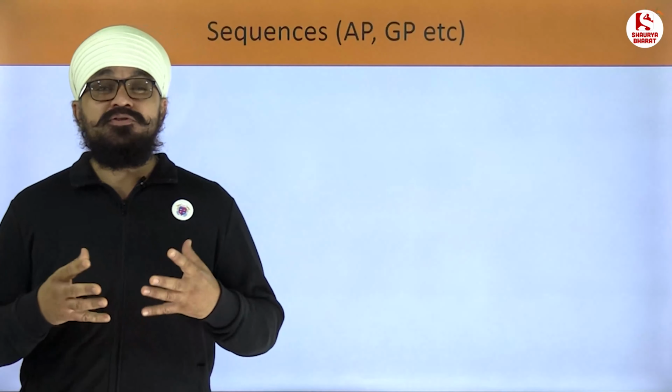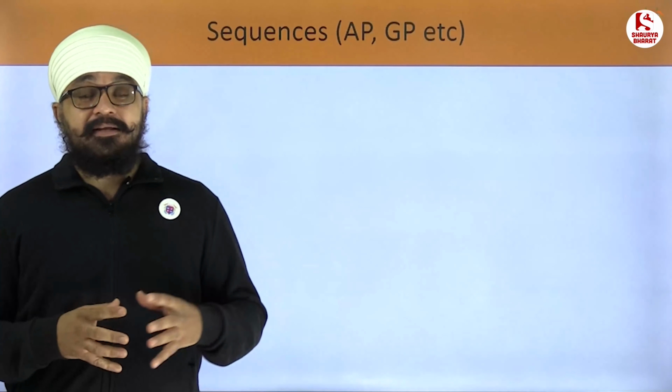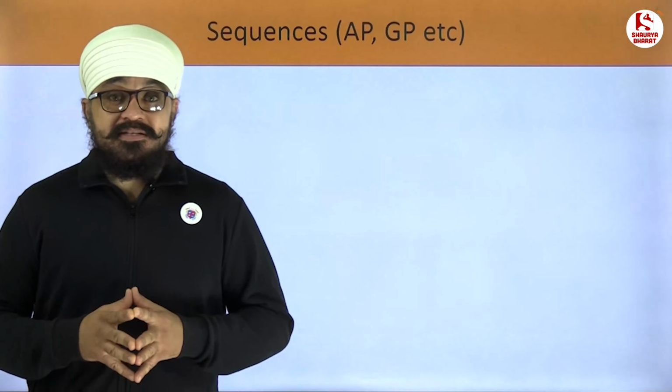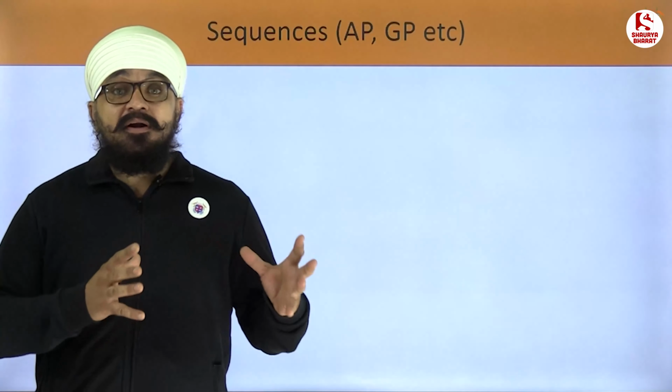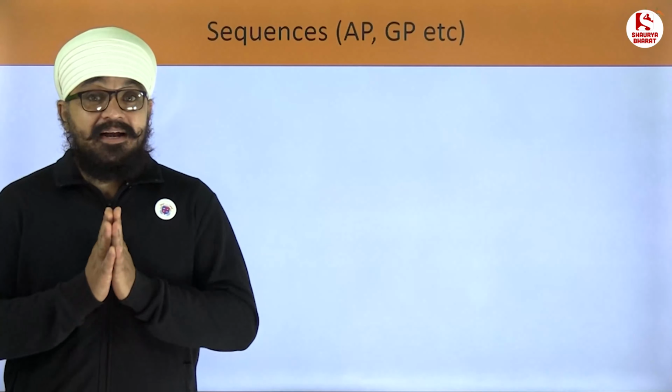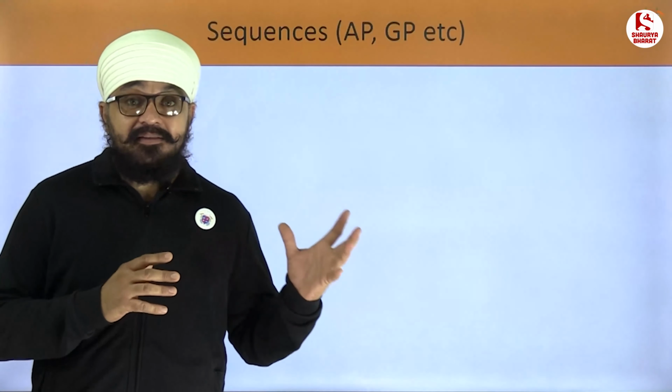Sequence, as we know, we use in general English. We are having a sequence of books and something like that. But when we say sequence in mathematics, it means a collection of numbers which have an identified first term, identified second term, identified third term.